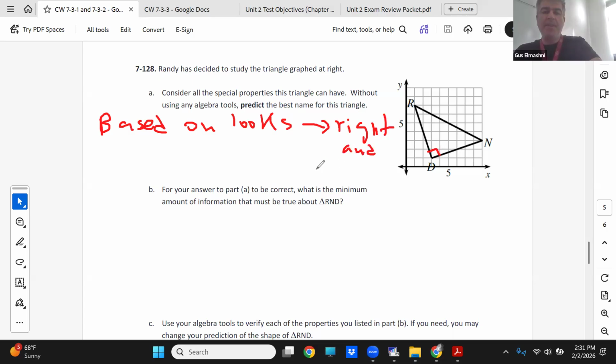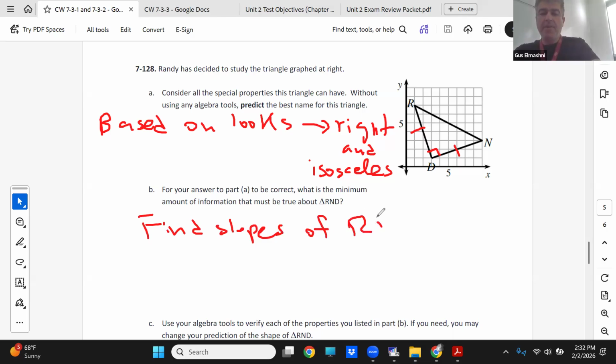Yeah, I heard you murmur it. Say it louder. Yeah, I agree. Isosceles, good. Yeah, I suspect that RD probably equals ND, and I suspect that angle D is a right angle. But with most things in life, you have to prove it. You can't just say it. So we need to do the bare minimum to prove it. So how am I going to prove it? What's the minimum information you need? You need to maybe find slopes. Okay, Griffin, you're going to say something else. Find slopes of RD and ND.